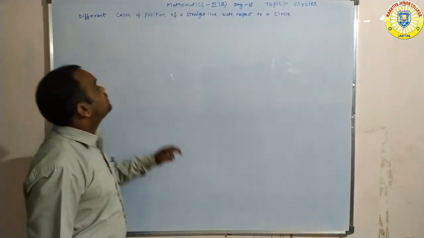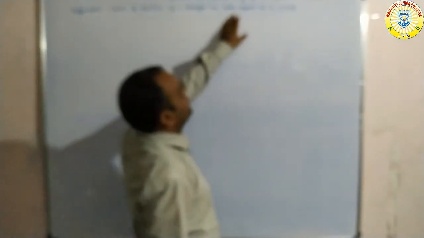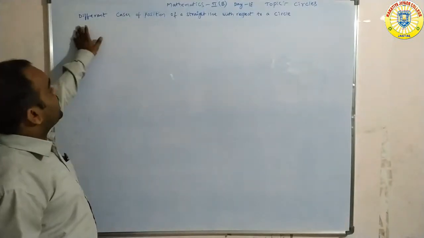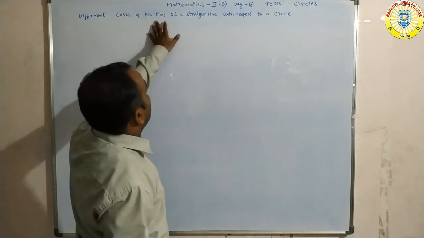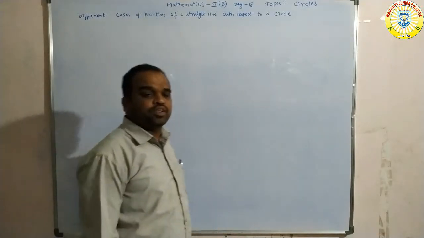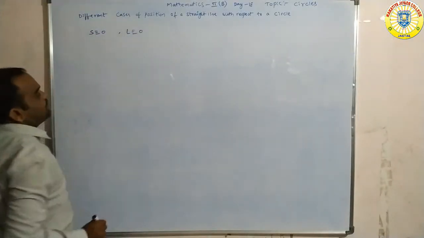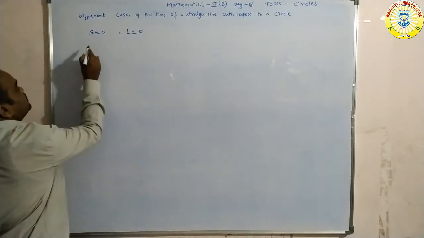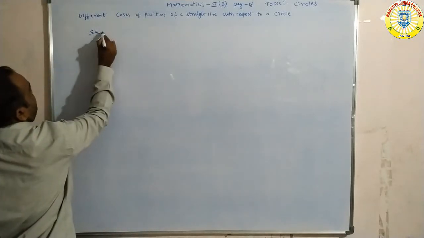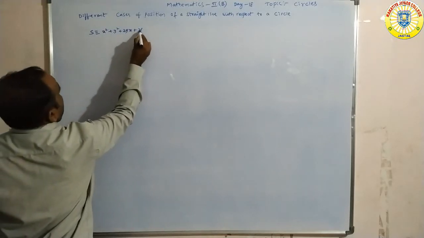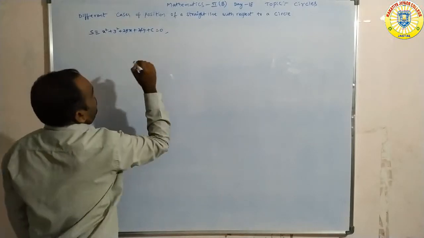Next topic: different cases of position of a straight line with respect to a circle. Suppose S equals 0 is the circle equation and capital L equals 0 is the line equation. S equals 0, the circle equation, is nothing but x square plus y square plus 2gx plus 2fy plus c equals 0.